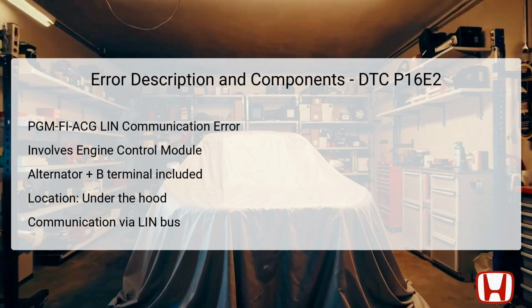The DTC P16E2 indicates a problem within the powertrain control module's, PCM, communication with various other components via the LIN, or local interconnect network, which is crucial for efficient operation. The primary component at risk here is the engine control module, ECM, which manages fuel delivery, ignition timing, and emissions control.